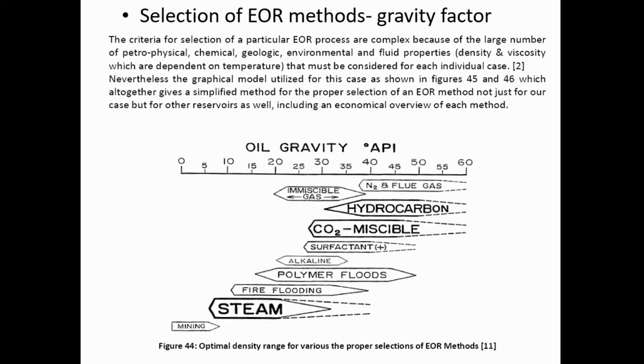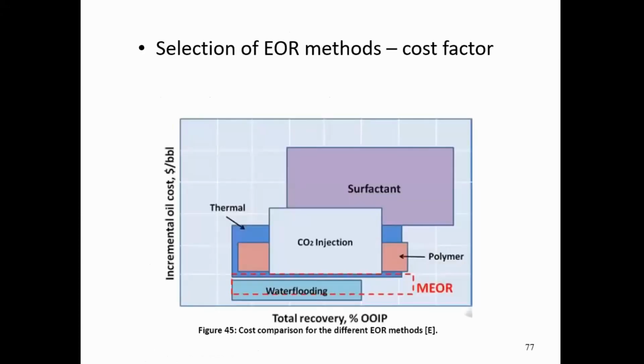Here are some of the problems you could face. This is the economy as well. So economic-wise, as tertiary methods, I can look into CO2 as a recommended process. Reasonably, not very expensive. This is economy. CO2 is in the heart of the business. Surfactant is expensive. Thermal is reasonable. Polymer also could be expensive, depending on the type.